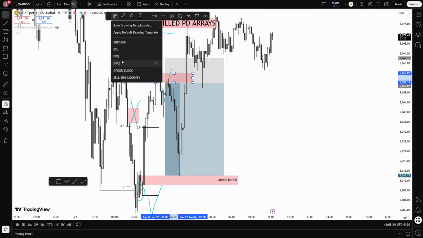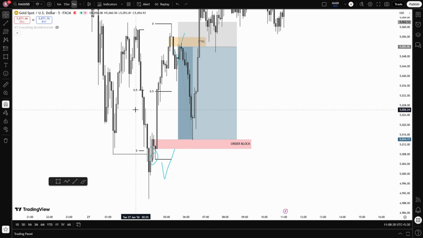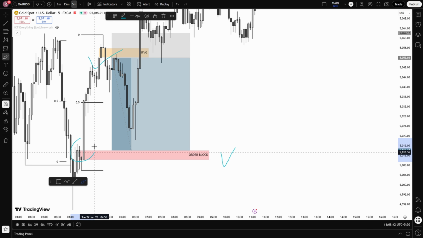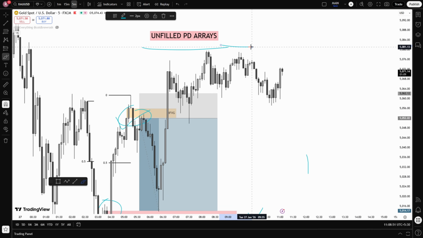Now let me make something very clear. Unfilled PD arrays can be anything, depending on the entry model you use. It can be a fair value gap. It can be an inverse fair value gap. It can be an order block. It can be a breaker block. Any PD array that forms and price does not rebalance or mitigate immediately can be considered an unfilled PD array. You can think of these as breakaway areas where price moved with strength and never came back to rebalance.